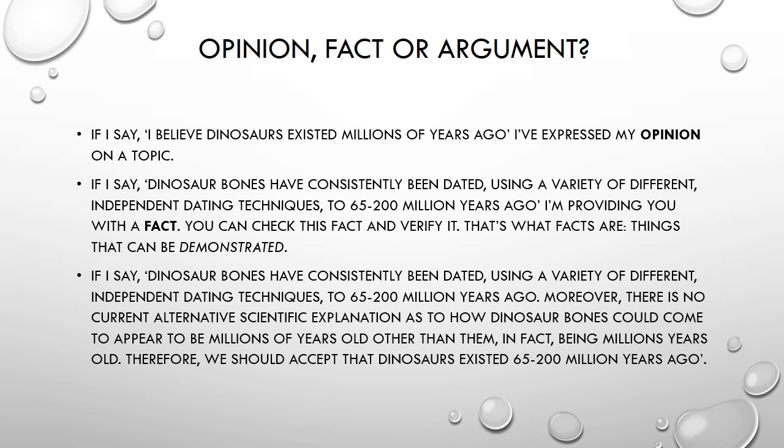Moreover, this is my next point, there is no current alternative scientific explanation as to how dinosaur bones could come to appear to be millions of years old, other than them in fact being millions of years old. So that claim is that it's conceivable that there is another way that this could happen. It's just that there isn't one that we know of. So there's no scientific explanation as to how they could have the hallmarks of being many millions of years old, other than them being many millions of years old.